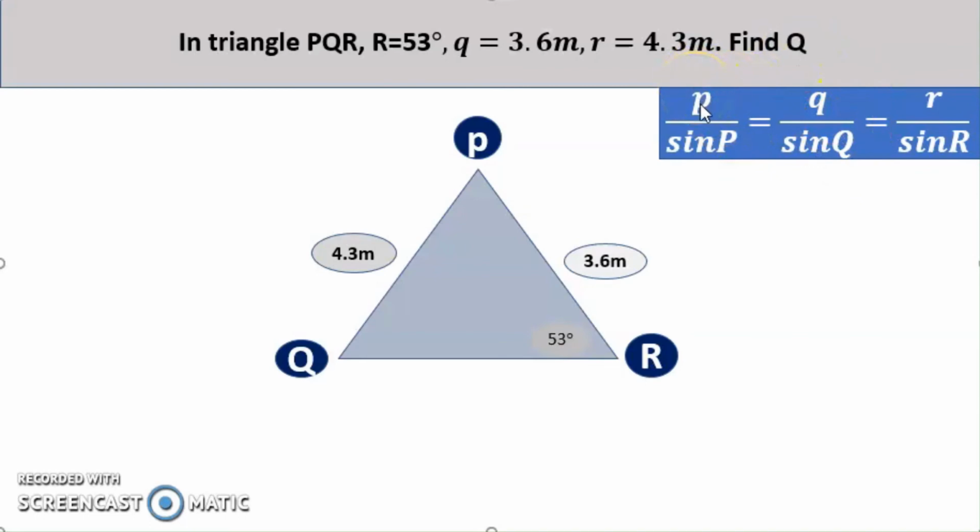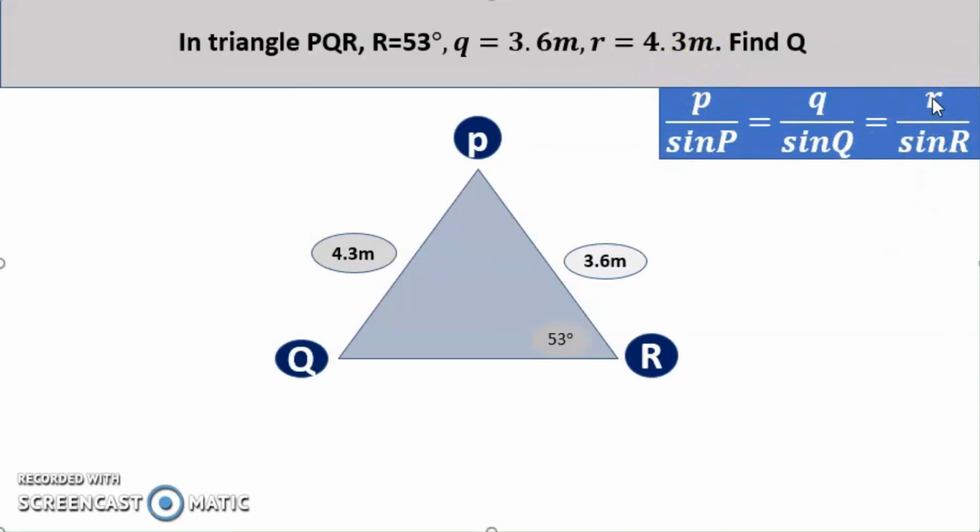Now, let's look. P, that's small letter p, the side of P is not given. Angle P is not given. q, that's the side Q, is given to be 3.6 meters. We don't know angle Q. So in this parameter, we just have 1 out of 4 given to us. So automatically we cannot use this. Now let's go to this other one.